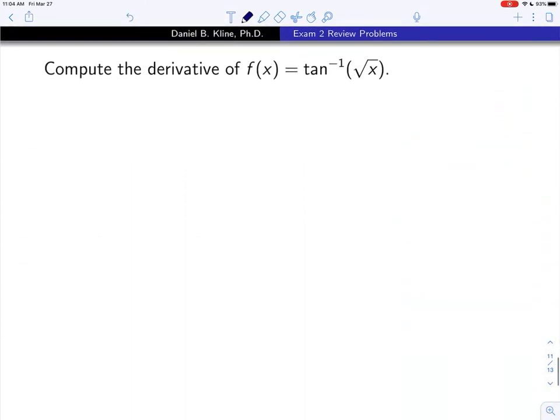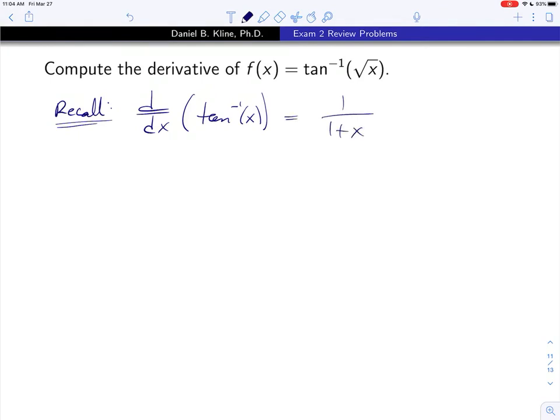I want to take the derivative of this interesting function. Maybe we should recall, in case you've forgotten, the derivative of arctangent of x. Maybe pause the video and see if you know what it is. It's just 1 over 1 plus x squared. And so now I'm just going to use the chain rule. F prime of x, what do I do?